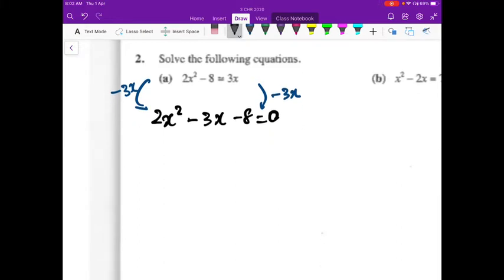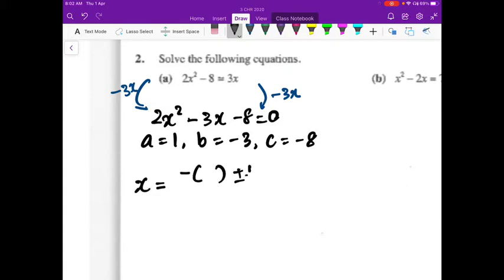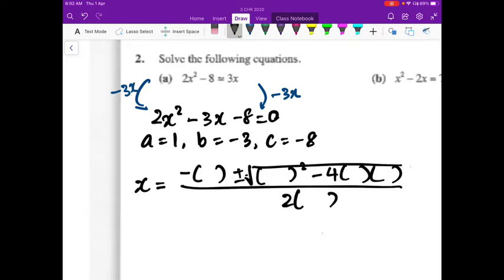So state your values of a, b, c. A equals to 2, b equals to -3, c equals to negative 8. And then, since it is the same structure, my formula comes into play. X equals to minus b plus minus square root b square minus 4ac over 2a. Then fill in the blanks. Minus b, b has a value of negative 3. A, 2. C, negative 8, over 2a, 2.